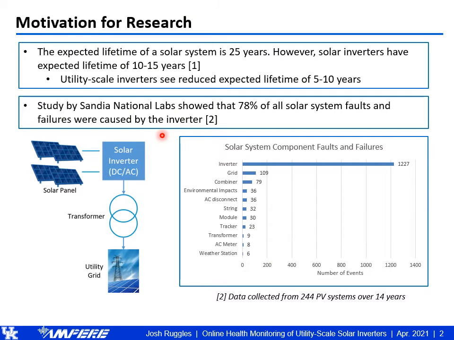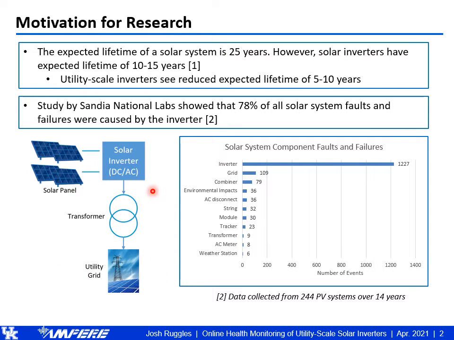The solar inverter plays a critical role in the solar system. It is responsible for converting the DC electricity that is generated by the solar panels into AC electricity so that it can be consumed by loads that are connected to the utility grid.